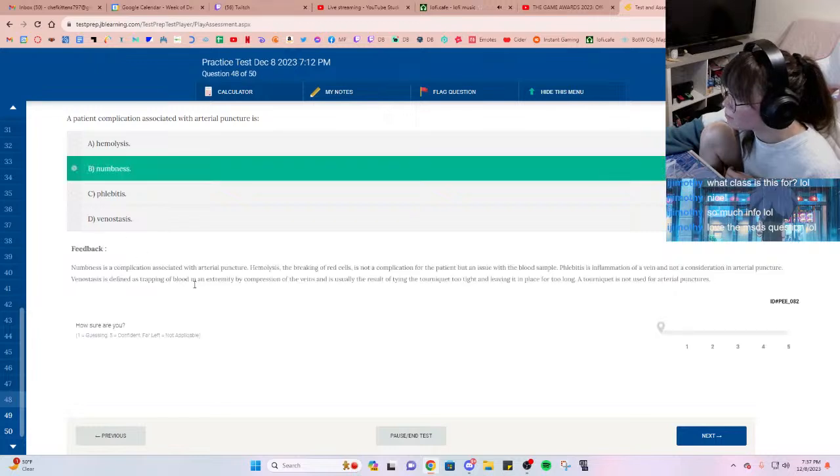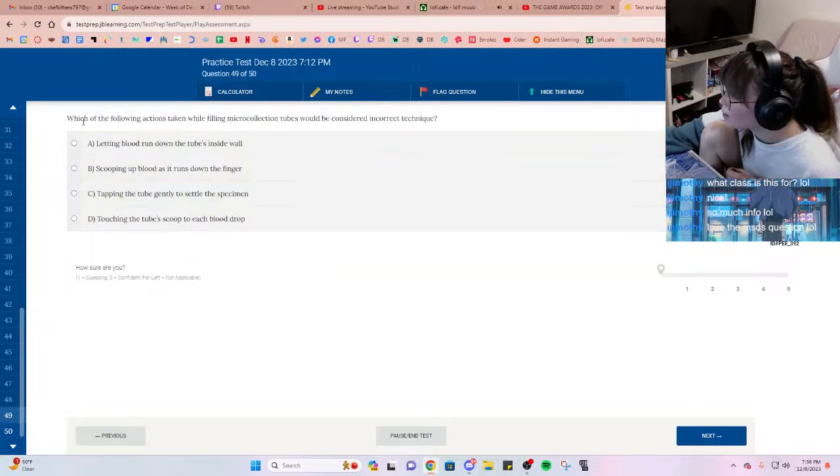Numbness? Yeah. Hemolysis, phlebitis is inflammation of a vein, not a consideration in arterial puncture. Venostasis is defined as trapping of blood in an extremity by compression of the veins, and is usually the result of tying the tourniquet too tight and leaving it in place for too long. Tourniquet is not used for arterial.